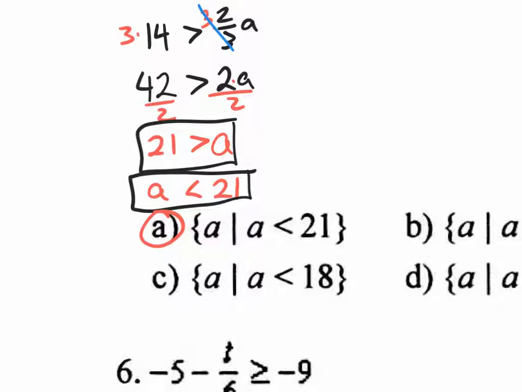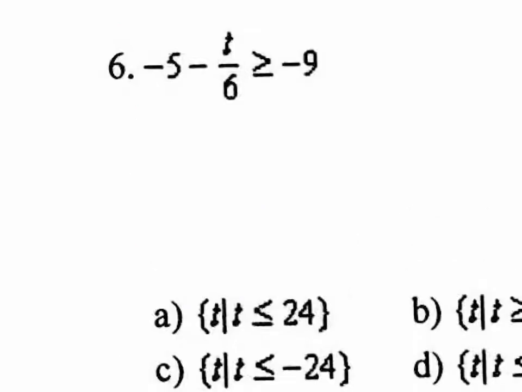Moving on. Number 6. By the way, you need to show all this work in order to get credit. Okay? If you just have the right answers with no work, you don't get credit, even if you have the right answers. Okay, so let's move on and get T by itself on the left side of this inequality.